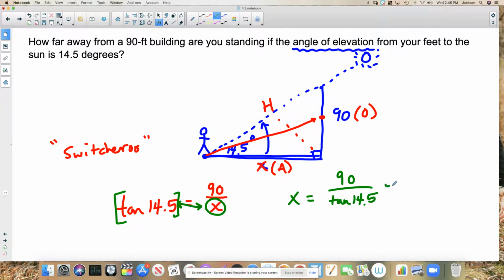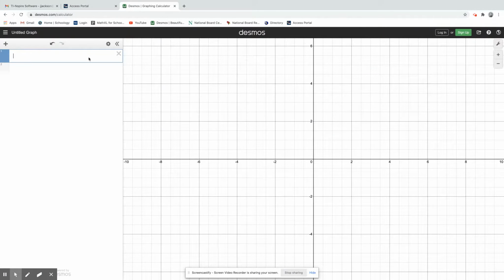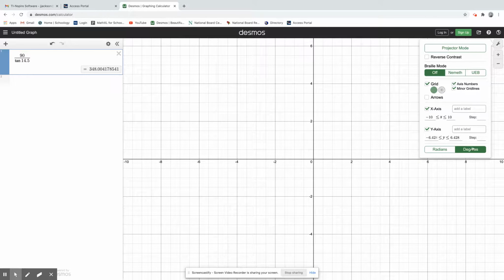And this is something you can type exactly into whichever calculator you're using, Desmos, TI-Nspire, what have you. I've got Desmos queued up, so we'll just use this. 90 over the tangent of 14.5. Anytime you're using a graphing calculator, if it's Desmos, click the wrench and make sure that degrees is toggled. You can see when this is degrees, we get 348. When it's radians, we get negative 34. Even in this case, you'd be like, how can I be negative 34 feet away from a building? So this is the only answer that actually makes sense.